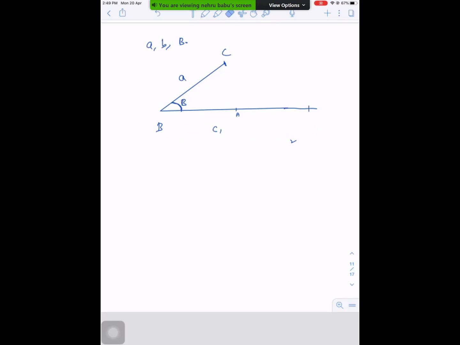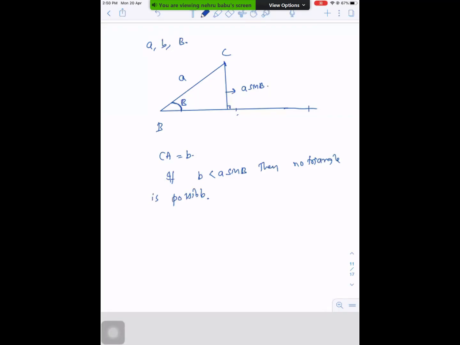So here, what we are doing is, if you take it like this and draw a perpendicular, this length is exactly a sin B. This length is a sin B. Here CA length is equal to b. So if b is less than a sin B, then no triangle is possible, simply.